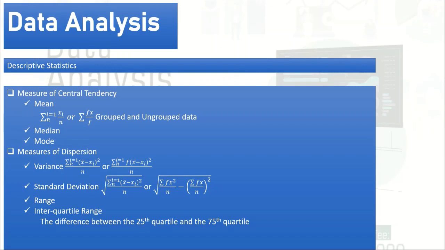Now, if you notice here, we have two formulas for each of them. I gave two formulas, this and this. For variance, we have two formulas too. What's the difference between these formulas? In data analysis, we have grouped and ungrouped data. Grouped data have frequencies and ungrouped data doesn't have frequencies. So if you are dealing with a data set that is grouped, you use this one with F here. And if you are dealing with an ungrouped data set, you use this one.